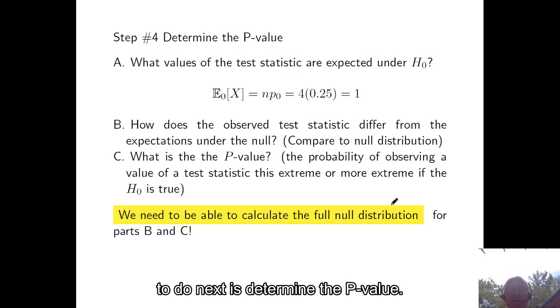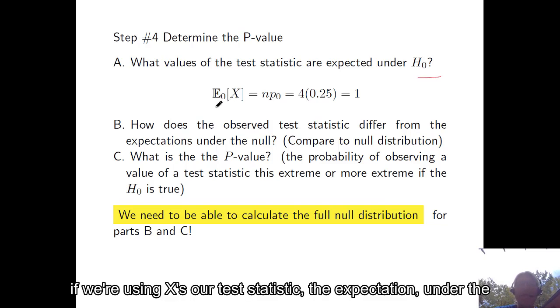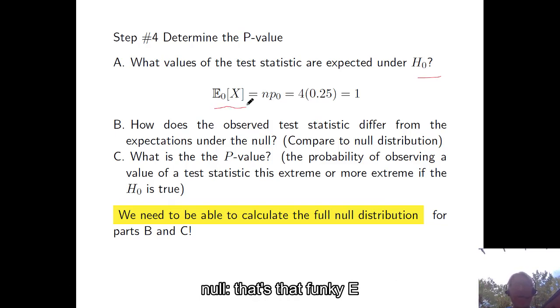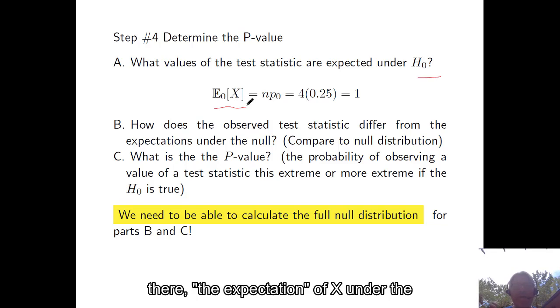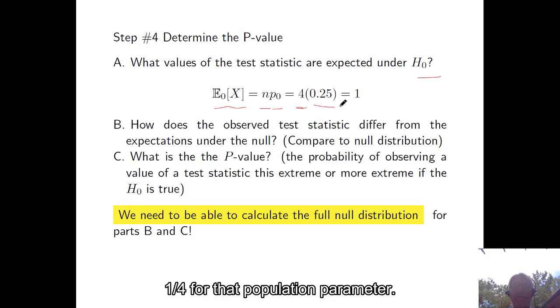So what we need to do next is determine the p-value. That involves 3 sub-steps. First, what values of the test statistic are expected under the null? If we're using x as our test statistic, the expectation of x under the null is the sample size times the population proportion hypothesized under the null. That's 4 for our sample size and 1/4 for that population parameter. So we'd expect to see about 1 offspring showing albinism.